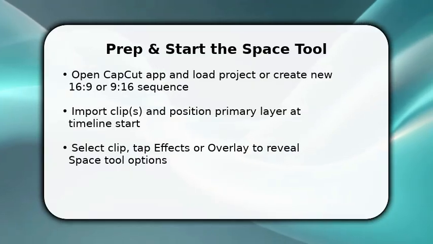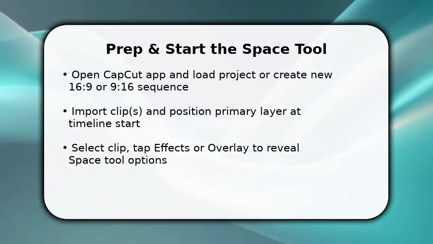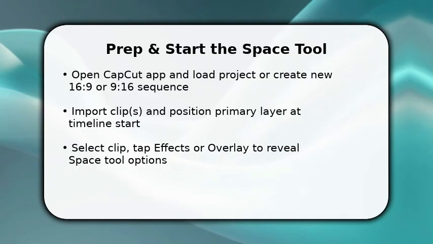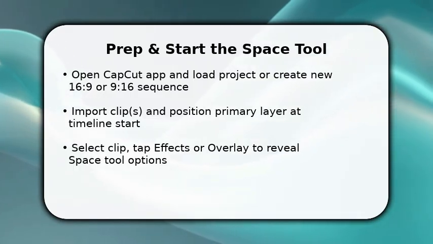You start by opening CapCut and loading the project you'll edit. Make sure your sequence aspect ratio matches the output. Import and place the main clip on the timeline so you can see where gaps should be.